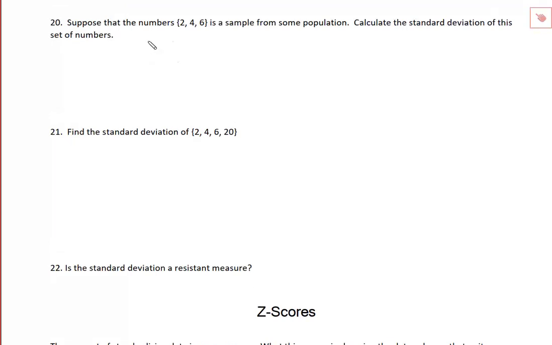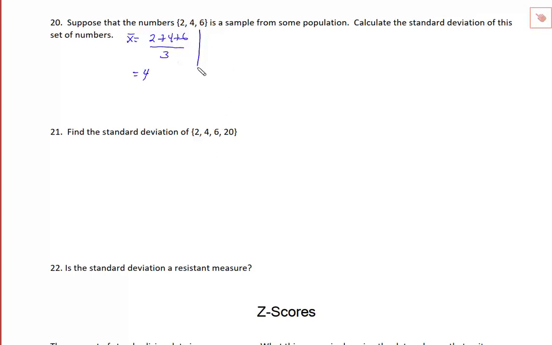Suppose that the numbers are 2, 4, 6. It's a sample from some population. Great. Let's calculate the standard deviation of this set of numbers. So the first thing we want to do is find x bar. So that's what I'll do. 2 plus 4 plus 6, and divide this by 3. So 2 plus 4 is 6, plus 6 is 12. 12 divided by 3 is 4. Is that right? Did I do this right? I did this really fast. 12 divided by 3. Yes, it is. Great.